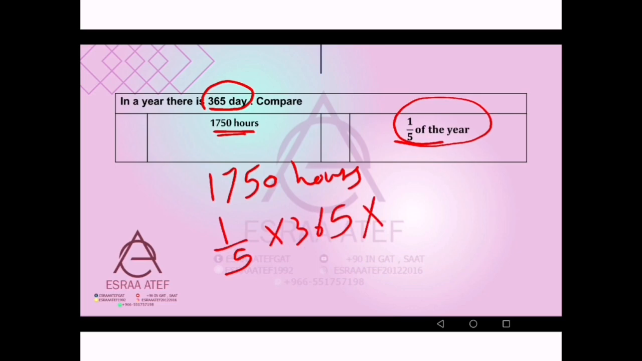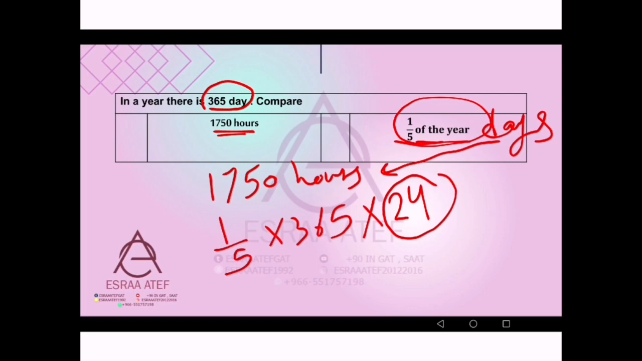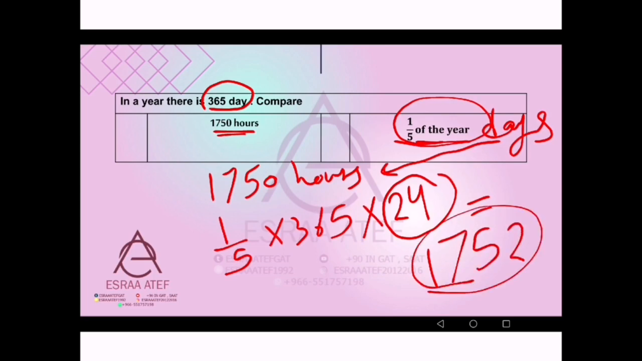Times it again by 24 to convert, because here we have days. A fifth of the year, which is in days, and then convert it to hours like this one by times it by 24. So the answer will be 1752. So which one is bigger? The fifth of the year.